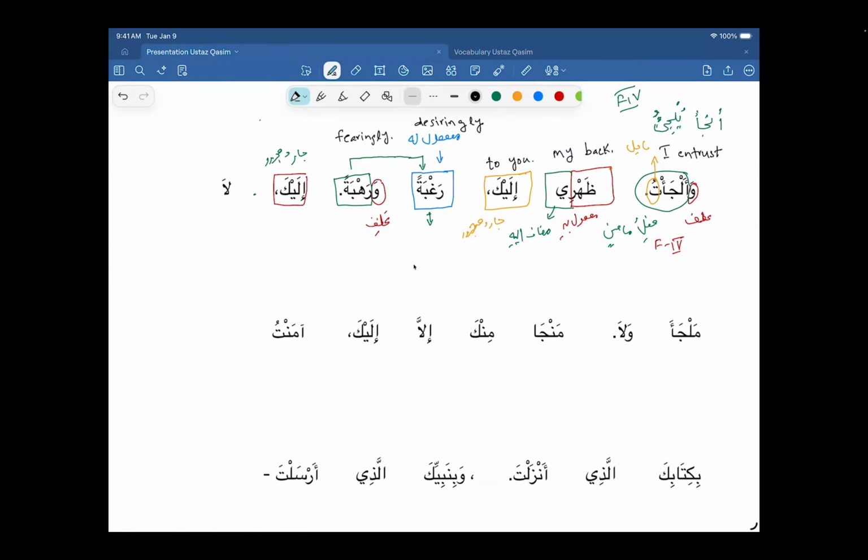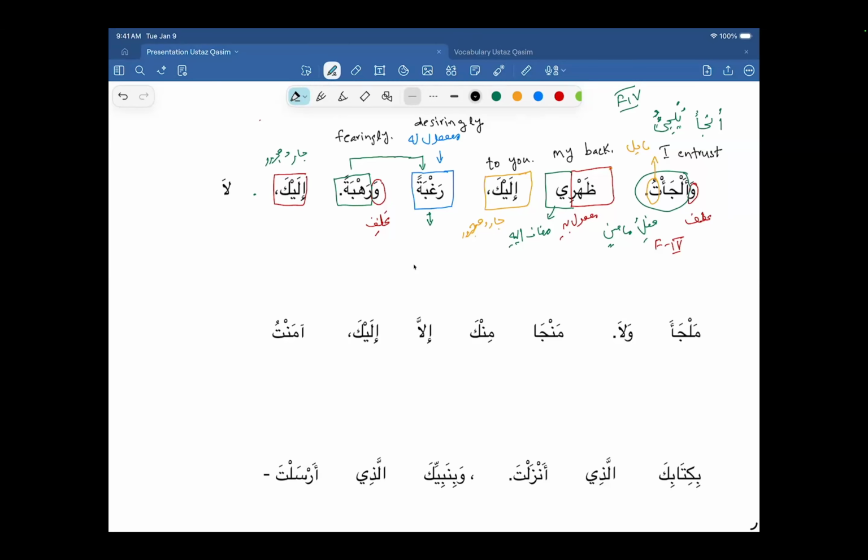So now what does my sentence become? I entrust my back to you desiringly and fearingly, right? That brings to me the English expression that we use, I got your back, or you got my back. Don't we say that? That I put my trust in you, and you put your trust in me. We use this in English also. When I looked at it, it brought that expression into my mind.